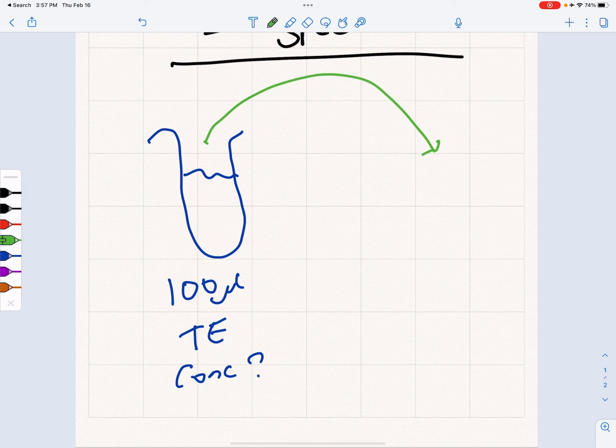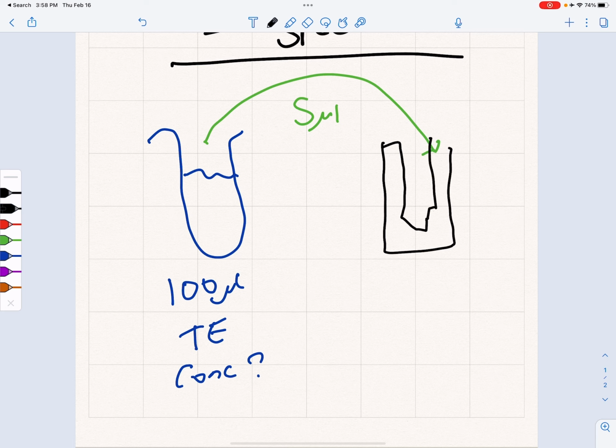So we took 5 microliters of our stock concentration, and we put it into our cuvette. Remember, these are our cuvettes. It's a rough image, but you see what I'm trying to do. And in here we had 495 microliters of TE buffer. So we did a dilution.